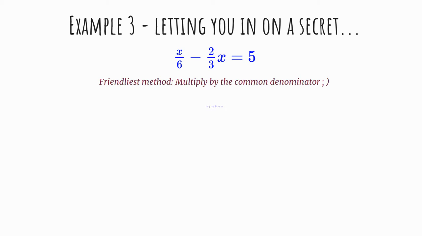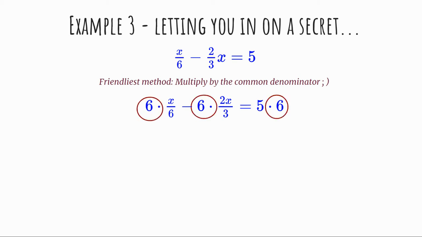So why don't I multiply both sides by 6? And when I do this, I do have to be mindful that the 6 multiplies each term. So 6 multiplies the x divided by 6, and it multiplies the x multiplied by 2/3, or 2x divided by 3. And of course, it multiplies the 5 on the other side. So let's look at it term by term.